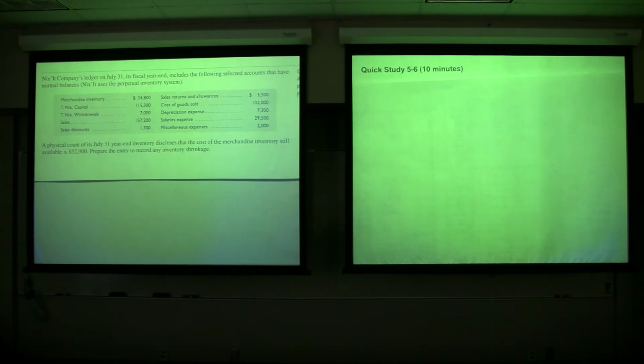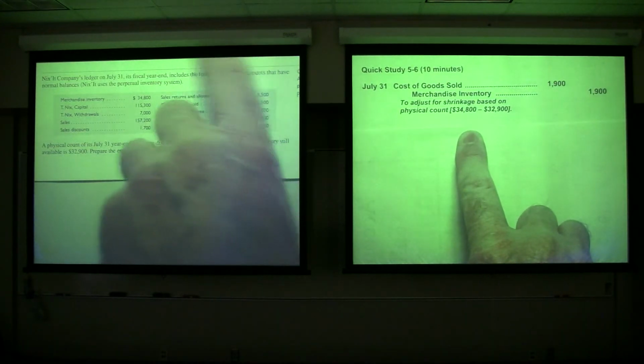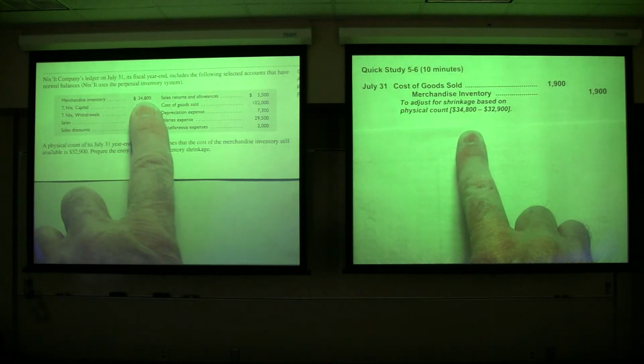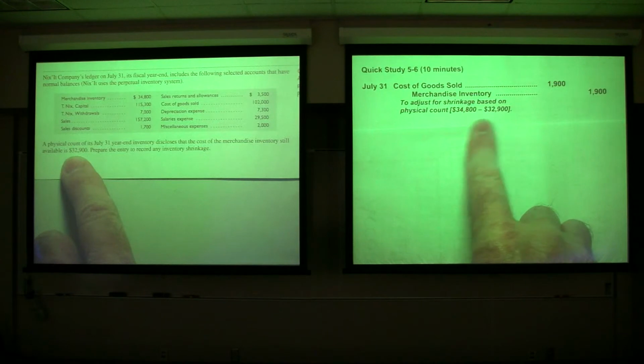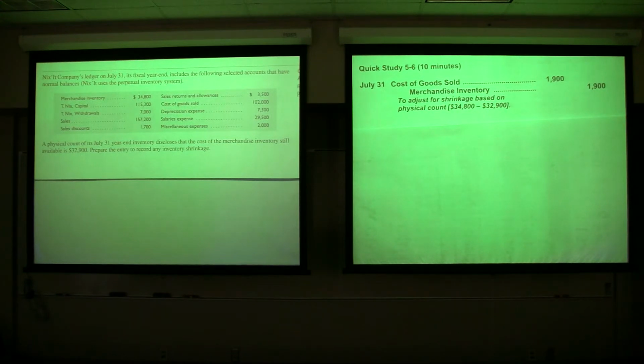All right, and again, what you do now is 34,800 is what you show on your books. 32,900 is what you should have. The difference is what has been pilfered. You debit cost of goods sold, you credit inventory, and you convert it from an asset into an expense.